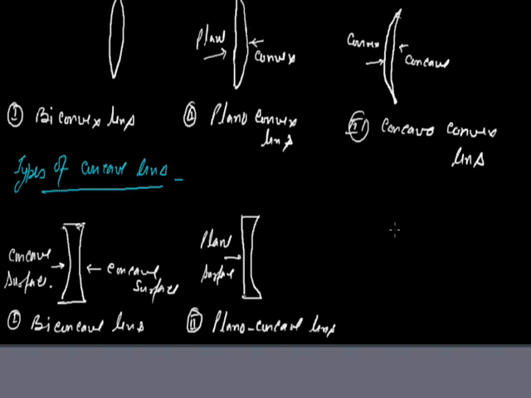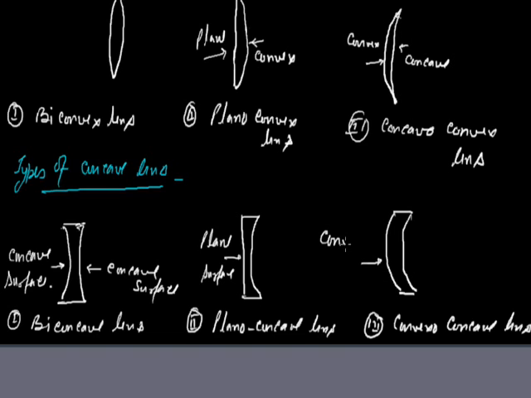And third type is convexo-concave. One surface is convex and other is concave. This third type is convexo-concave lens. This surface is convex surface and this surface is concave surface.